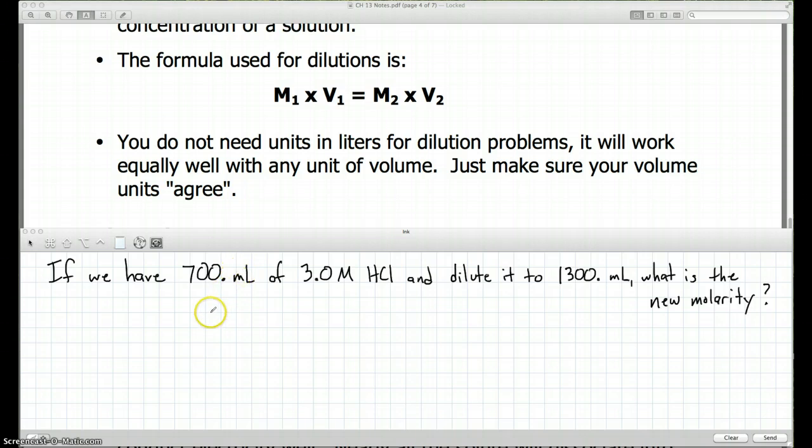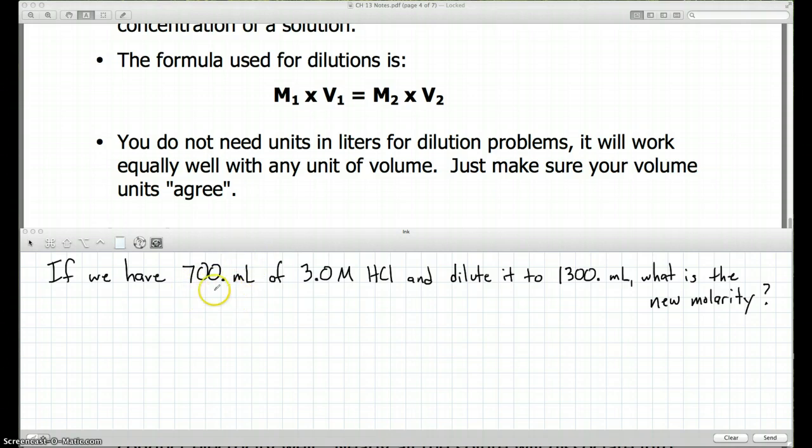The key to these questions, I think, is figuring out which number is which variable. You'll have to read the question and understand the context of the question. It says, if we have 700 milliliters of 3.0 molar HCl and dilute it to 1300 milliliters exactly, what is the new molarity? So the first thing I'm going to do is go through and figure out which numbers are which variable.